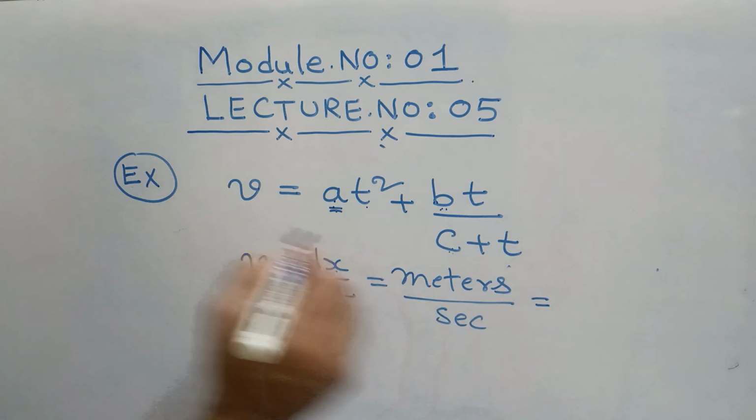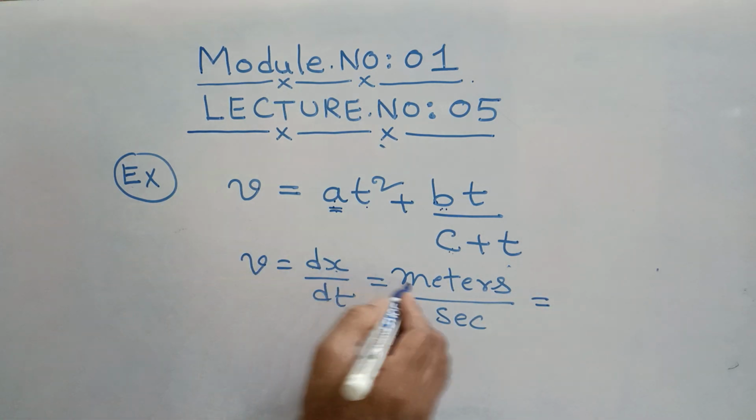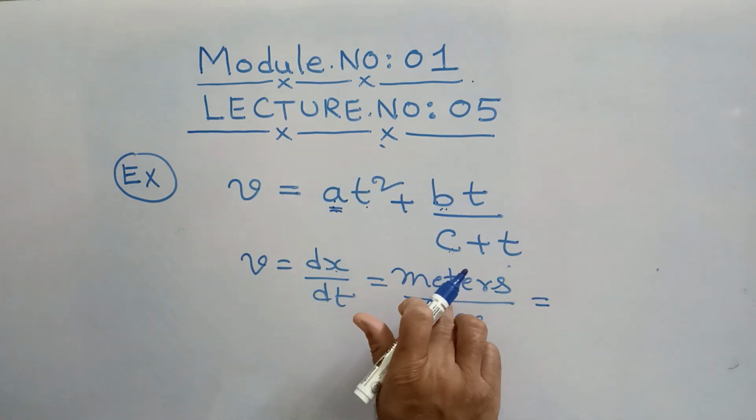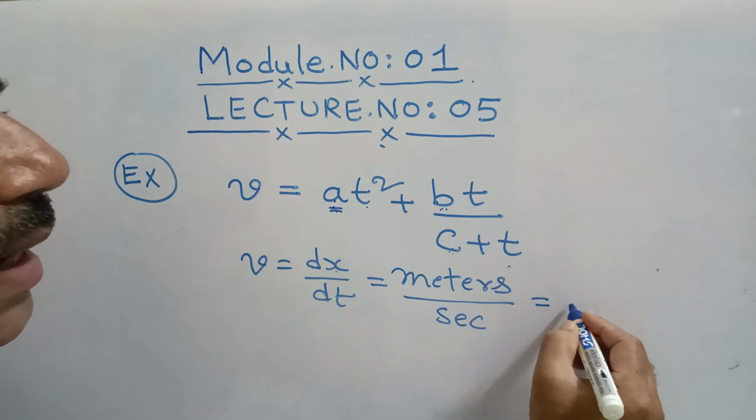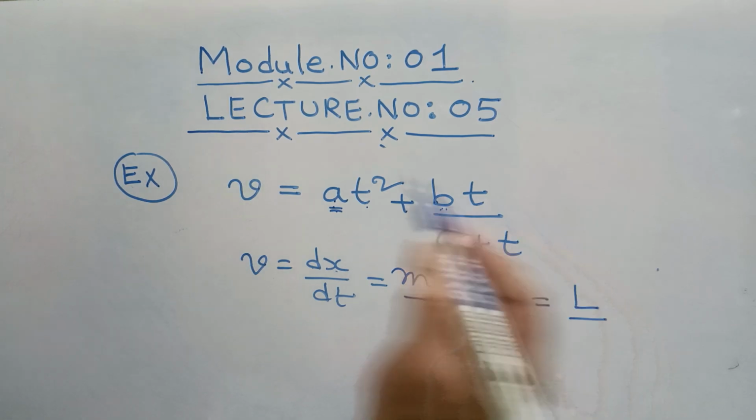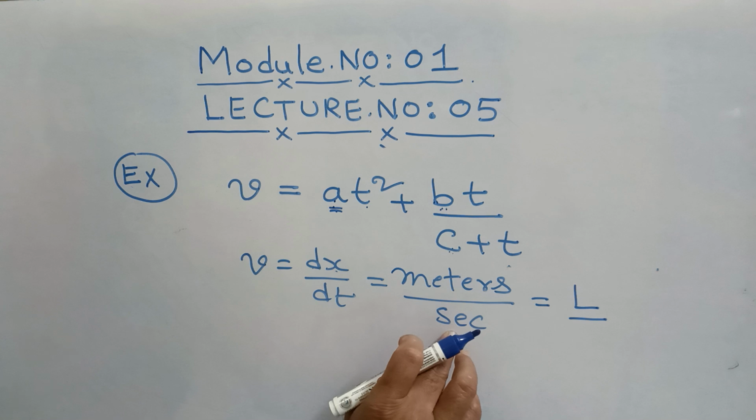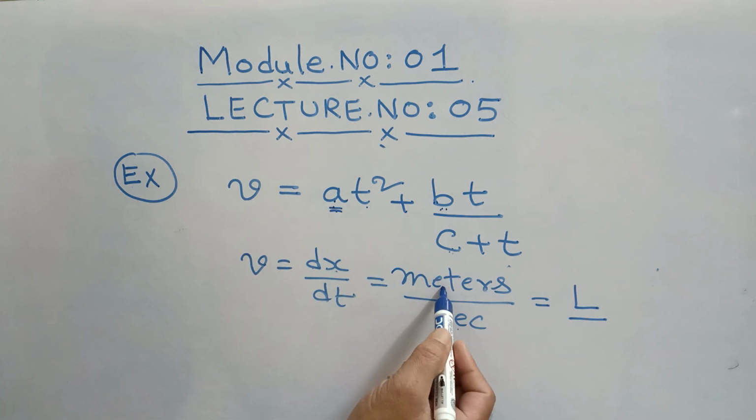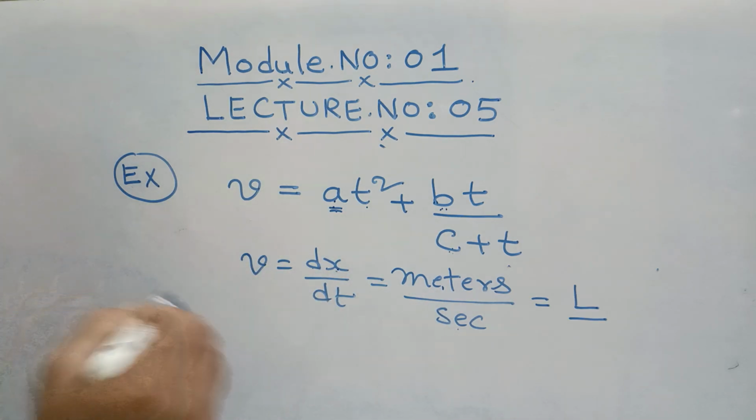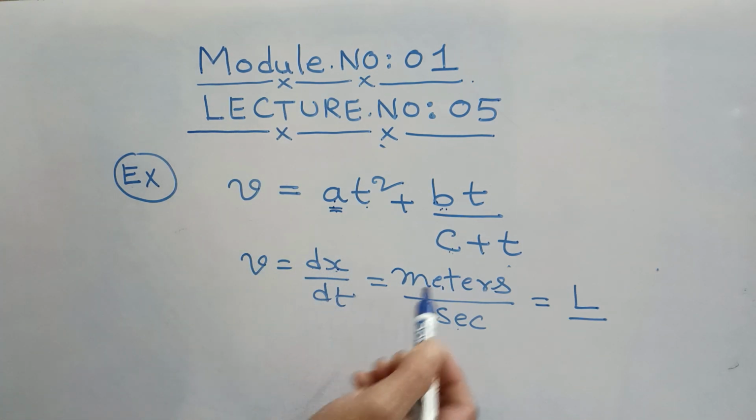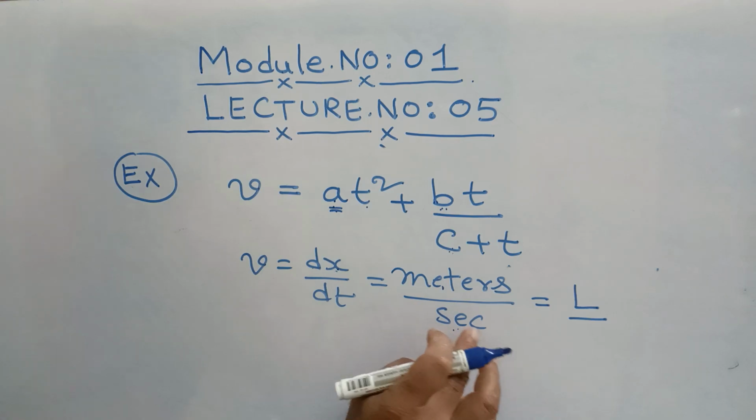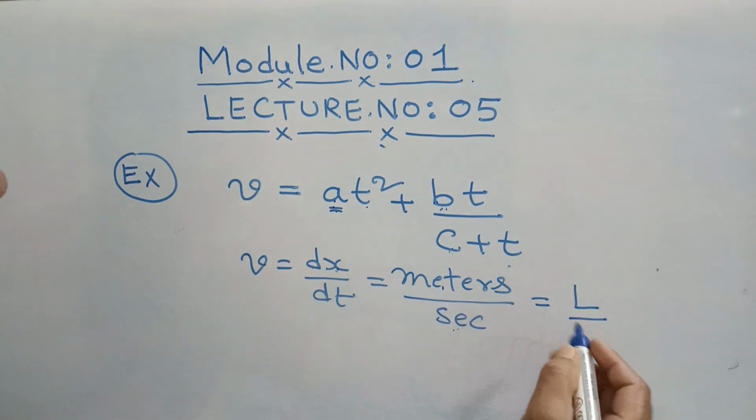Therefore, what is the dimension for meter? Meters is the length, therefore length, L. L is the dimension. What is the second? Meters and second are the units. Meter is the unit for the distance, but what is the dimension? The dimension is L. And what is the second? Second is the unit of time, but its dimension is T.